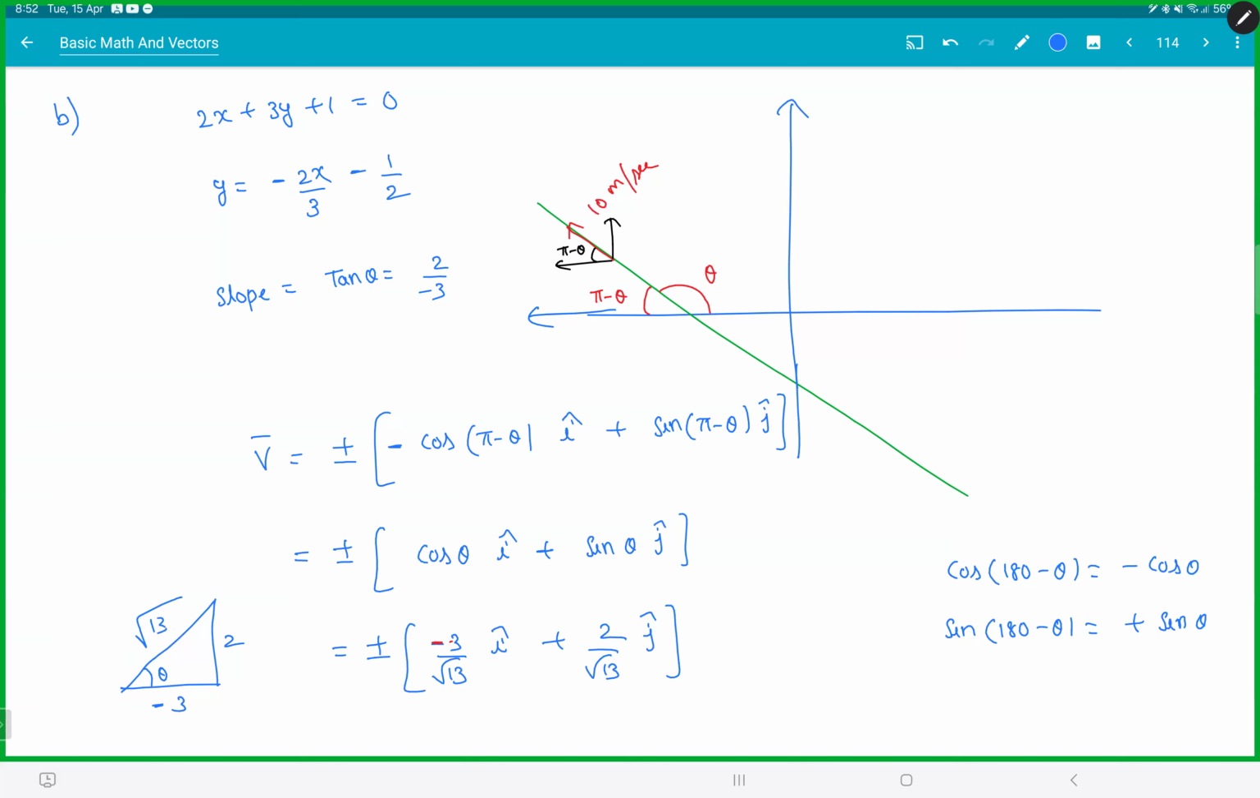So lines and vectors, they're a little different. So be careful with that. Next one.